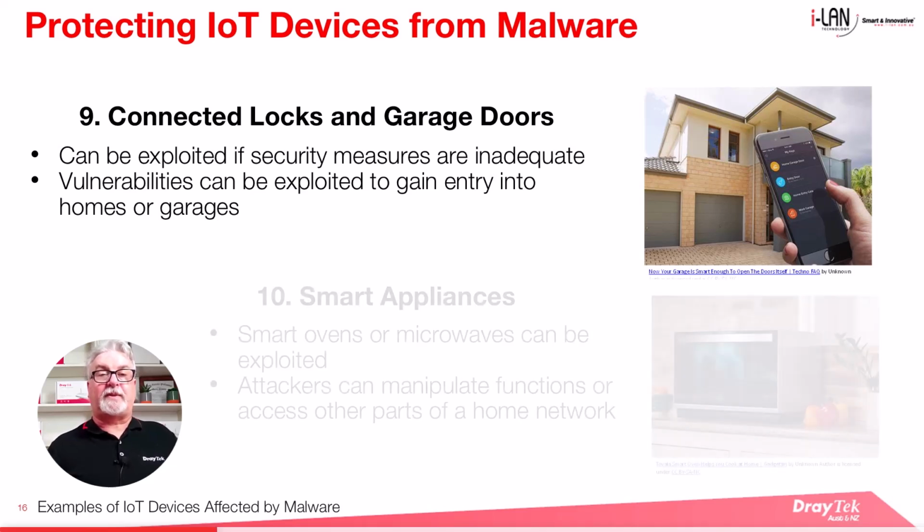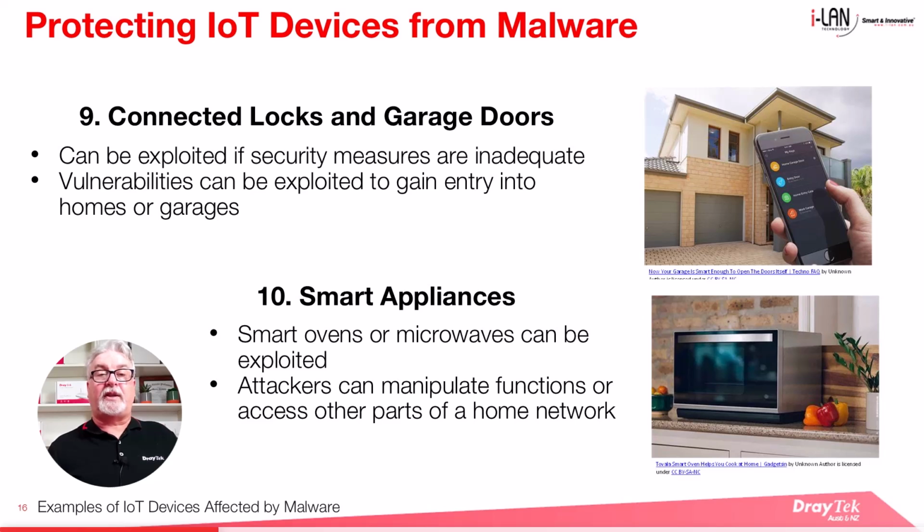And last on our list is smart appliances. This includes kitchen appliances such as smart ovens or microwaves. These can also be exploited if security measures are inadequate, allowing attackers to manipulate their functions or access other parts of a home network. All these examples highlight the importance of securing IoT devices with strong passwords, regular firmware updates, and network segmentation to minimize vulnerabilities.